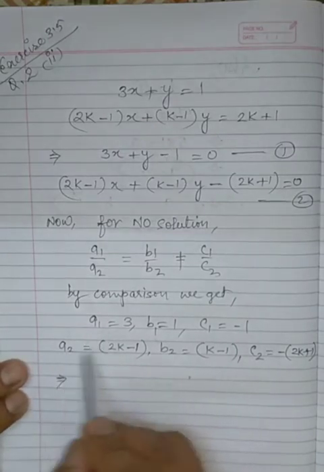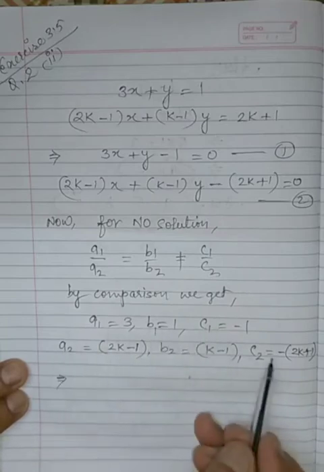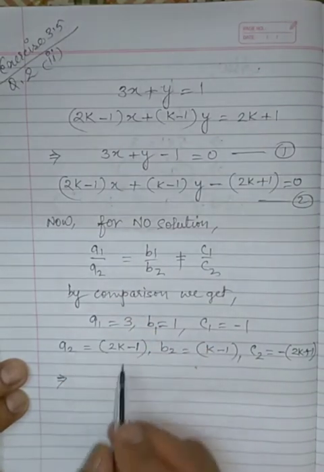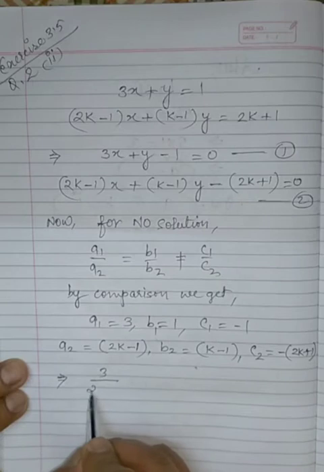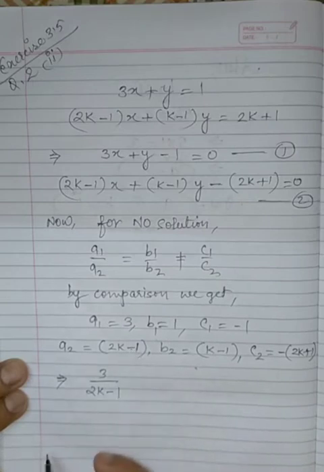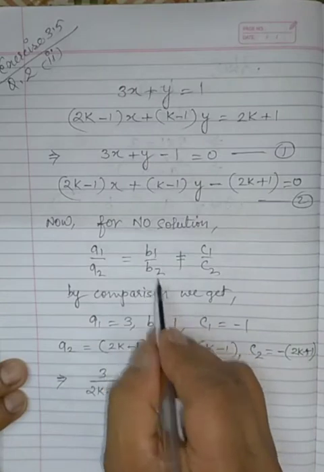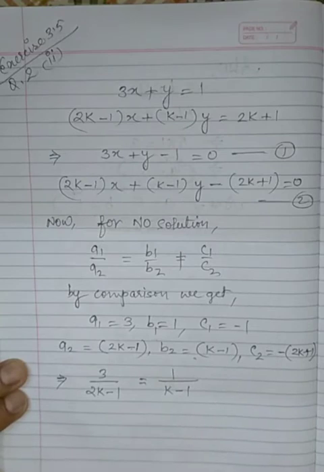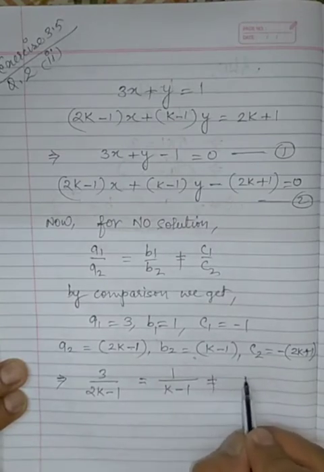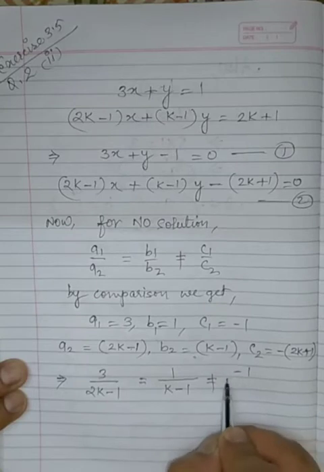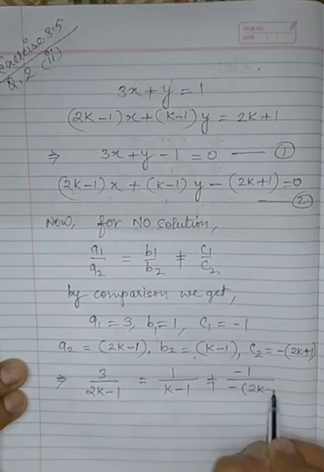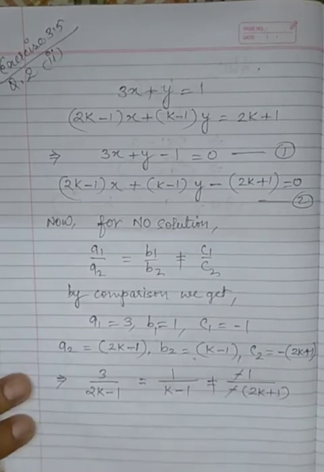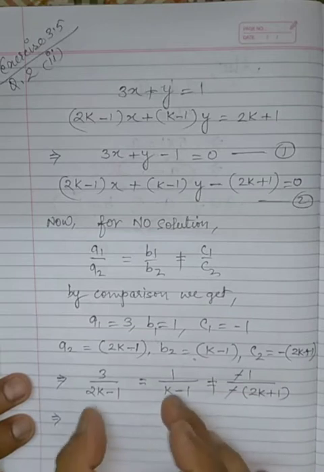So let us put the values of these a1, b1, c1 and a2, b2, c2 in the relation for no solution. a1 upon a2, that is 3 upon 2k minus 1, is equal to b1 upon b2, 1 upon k minus 1, not equal to c1 upon c2, minus 1 upon minus (2k plus 1). Here the minus sign can be cancelled. Now once again we will use both the relations one by one.